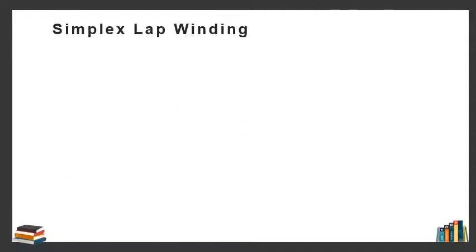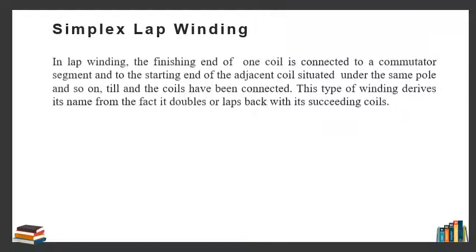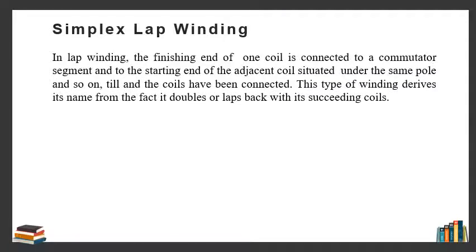Next is simplex lap winding. In lap winding, the finishing end of one coil is connected to a commutator segment and to the starting end of the adjacent coil situated under the same pole, and so on, till all the coils have been connected. This type of winding derives its name from the fact that it doubles or laps back with its succeeding coils.